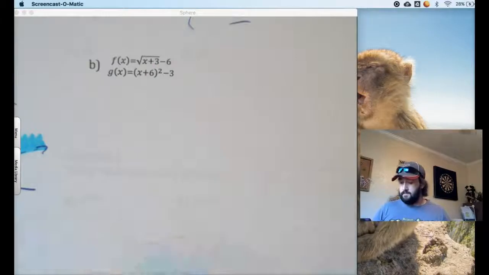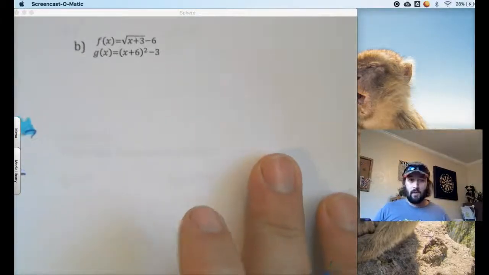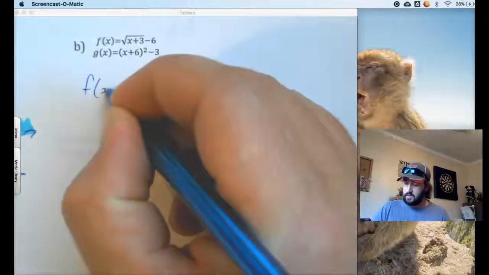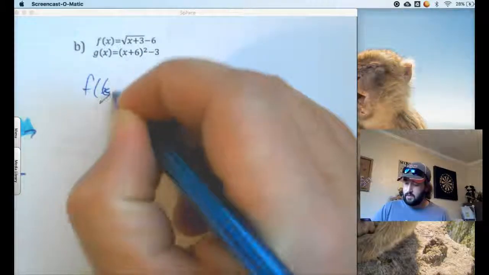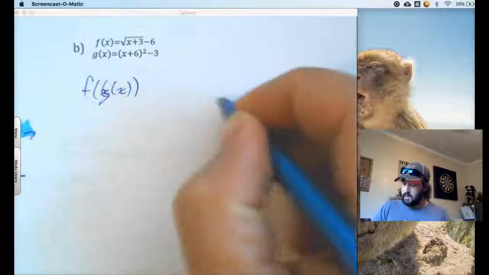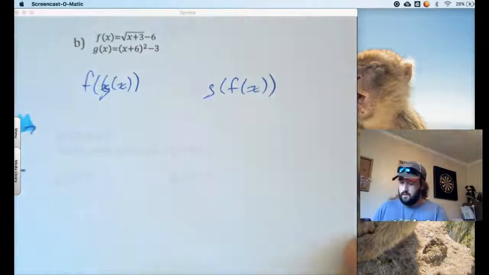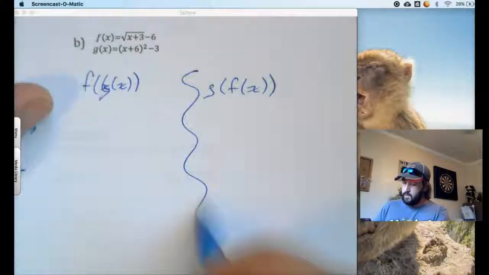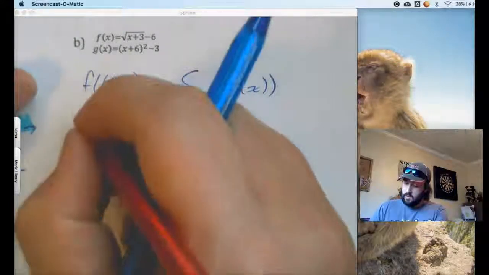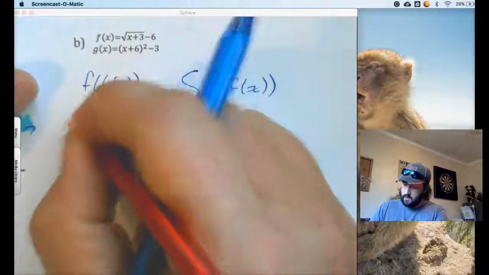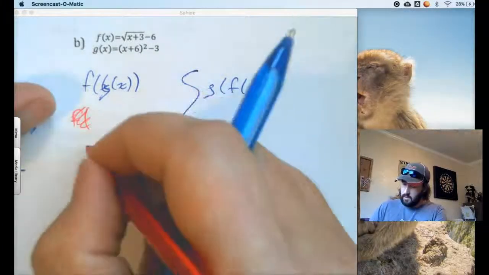All right, moving on one more. So again, still proving they're inverses of each other. So f of g of x, yeah, that's a g of x, and g of f of x. All right. So f of g of x, I didn't want to write it that way. I'm sorry.